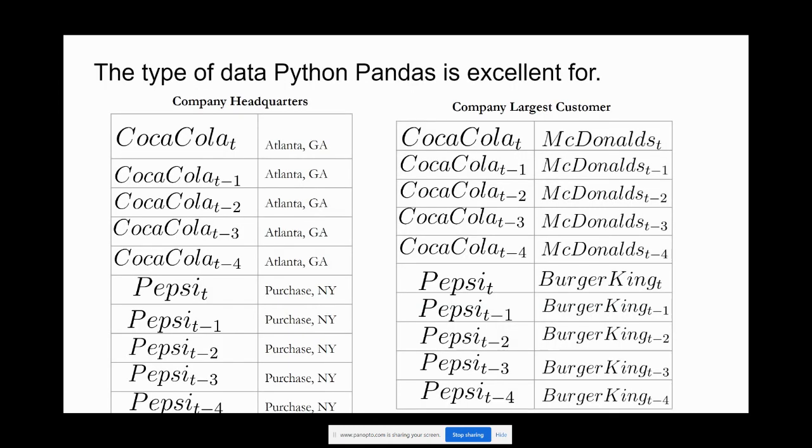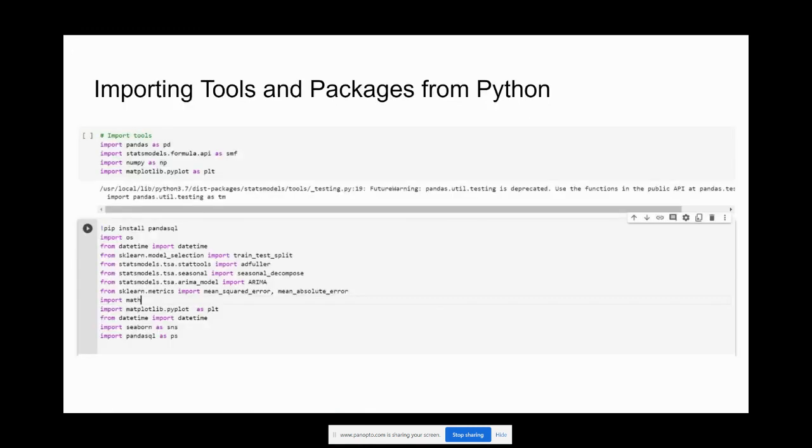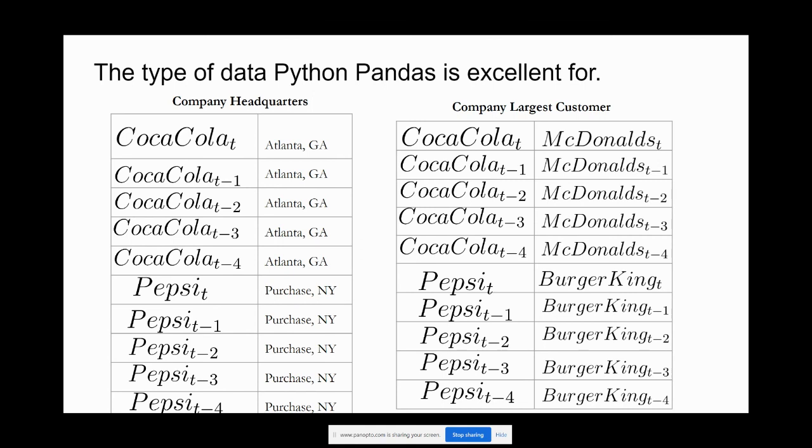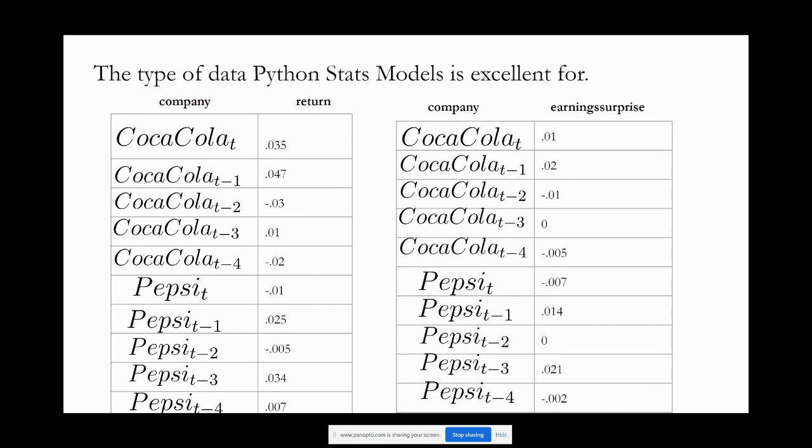And the Python pandas package, which we import here as import pandas as pd, allows you to manipulate all the data. When you bring in the company headquarters data, the company largest customer data, the company earnings surprise data, and the company return data, Python pandas allows you to bring all these spreadsheets together into one super organized spreadsheet like this, and then you can run the stats models.